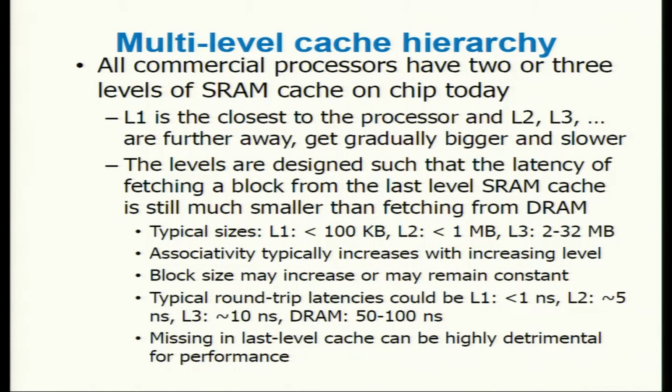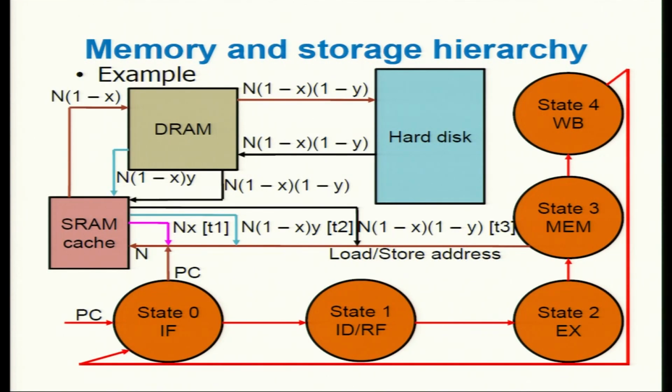One important thing about caches is that all commercial processors today have 2 or 3 levels of SRAM cache on chip. So now essentially what you're saying is that you not only have this kind of hierarchy of storage, we are now further breaking down this particular blob into multiple caches. And the reason is exactly the same reason why we have this storage hierarchy gradually getting bigger. The same principle dictates that I can further divide my SRAM cache into multiple levels of increasing capacity.